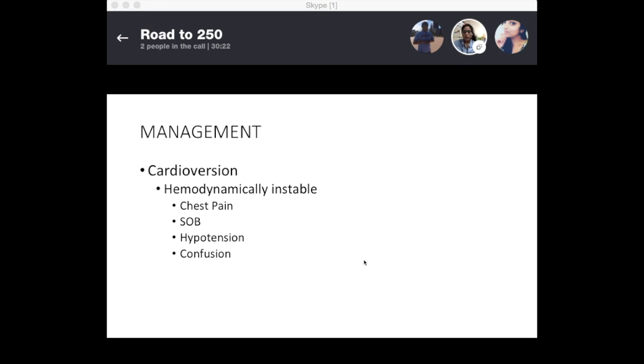So when to know whether to perform cardioversion on the patient with AFib? In order to need to resort to this type of management, the patient must be hemodynamically unstable. So that means the patient has chest pain, shortness of breath, hypotension, or confusion. And the way Conrad says it is that if they have those, that means they're not getting enough perfusion. So cardioversion would be the way to go for this type of patient.